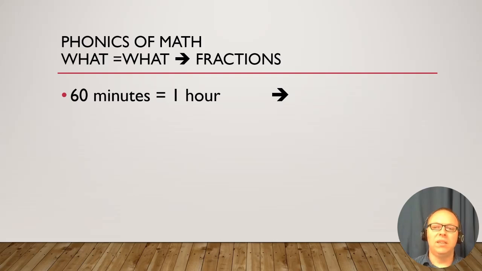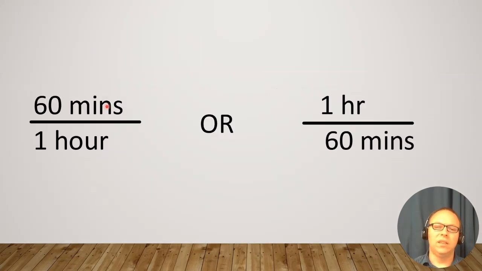How am I going to change 60 minutes equals 1 hour into a fraction? Well, I could say 60 minutes over 1 hour, or I could say 1 hour over 60 minutes, right? Even though this doesn't look like the same number, 60 looks a lot bigger than 1, we're still talking about the exact same amount of time. We're talking about 1 hour, that's 60 minutes worth of time.